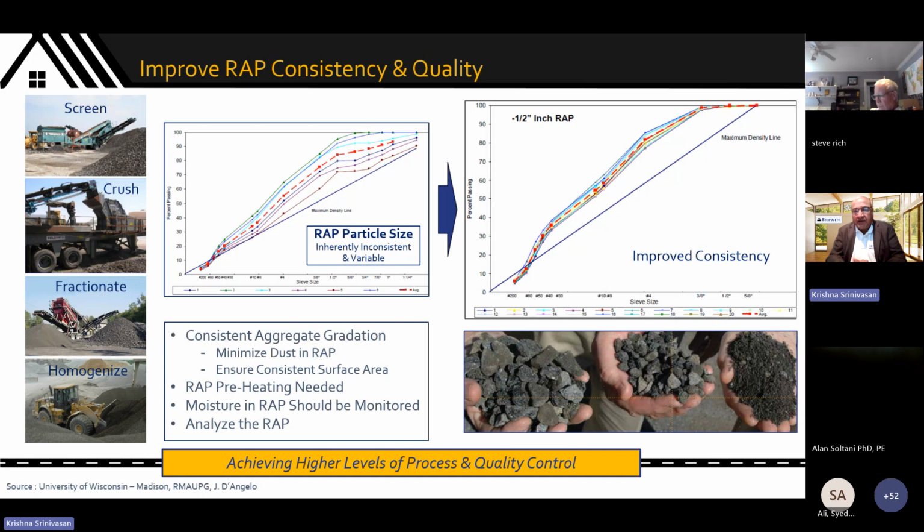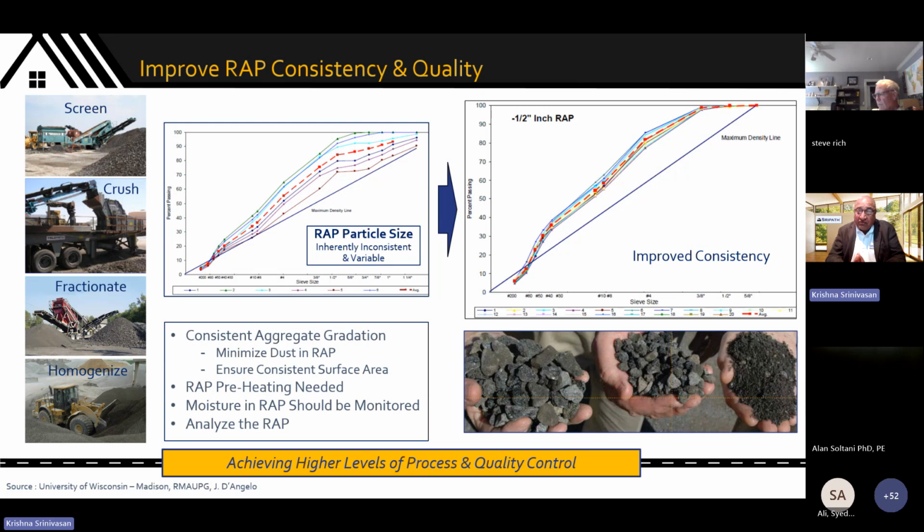What is the goal from this operation? The goal really is, and this is your standard gradation curve, you've got something as inhomogeneous as this. And your goal through this operation, through the crushing, through the fractionation, through the homogenization, is to produce something that's very uniform. Now you've got a very uniform material of high consistency, particle size wise, coming into your plant operations.